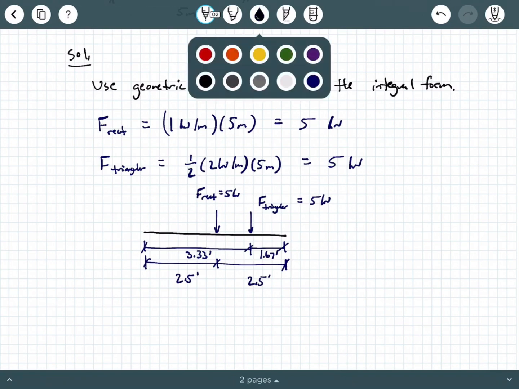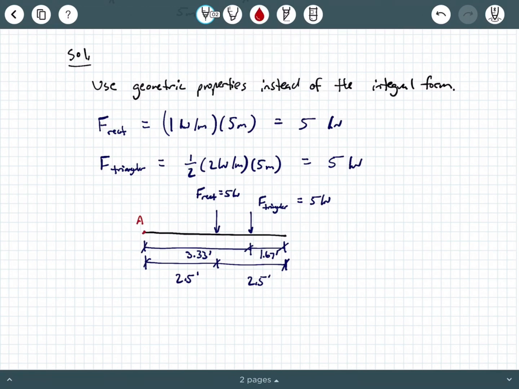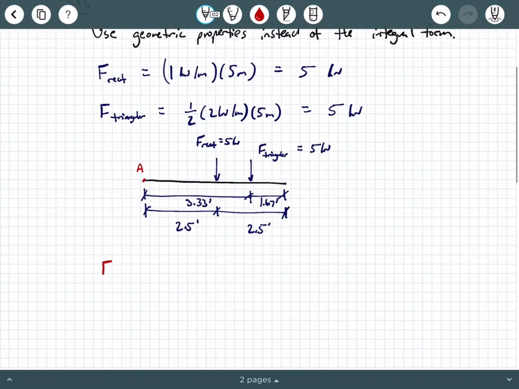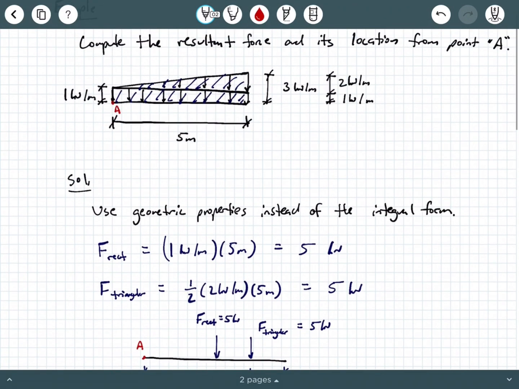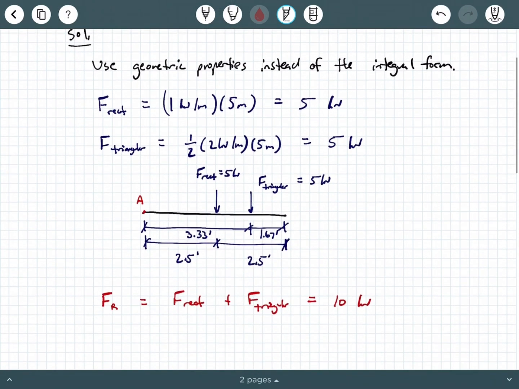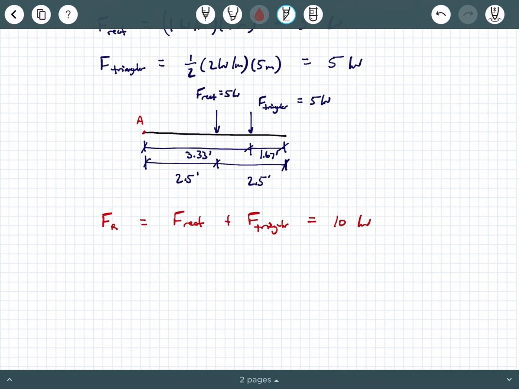Okay. Now we're not quite done yet, right? This is point A. So the total equivalent load, or total resultant load, is going to be, I'm going to call it F sub R, and that's going to be the sum of these two, F rectangle plus F triangular, and that's going to be a total of 10 kilonewtons. Another way we could have gotten that is to say the total load is the entire area underneath this load diagram. You could have used the area of a trapezoid to get to that conclusion of 10 kilonewtons, and that would be fine. So this is part of our answer.